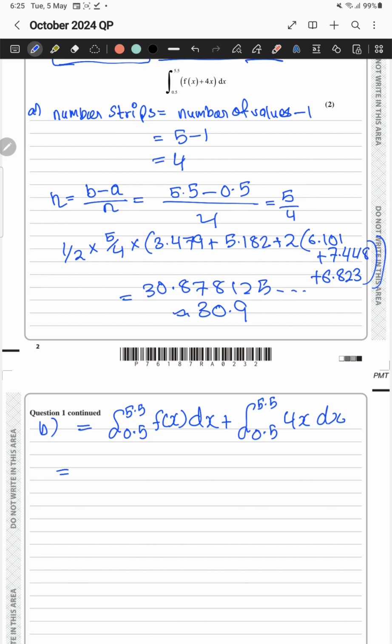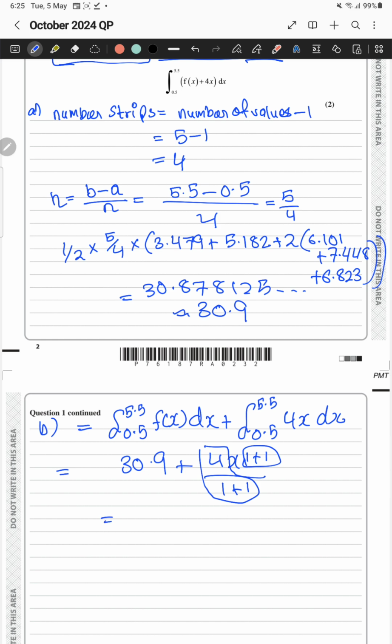Now the integral that I have found is going to be 30.9. Yeah, you have to use that answer. I'm not sure, you can use either of them. 30.9 plus the integral of this. So the definite integral is going to be 4x, you add to the power and divide by it.